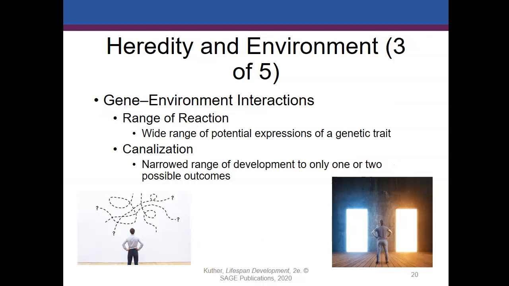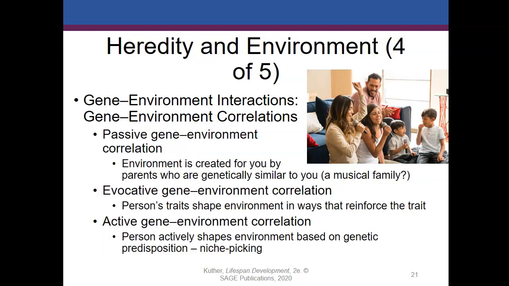Reaction range refers to the idea that there is a wide range of potential expressions of a genetic trait, depending on environmental opportunities and constraints. Some traits instead illustrate canalization and require extreme changes in the environment to alter their course. Canalization means that the genes narrow development to only one or two possible outcomes. Canalized traits are biologically programmed. Barring health problems, around the world, infants walk sometime around 12 months, and only extreme deprivation or neglect can impede that development.